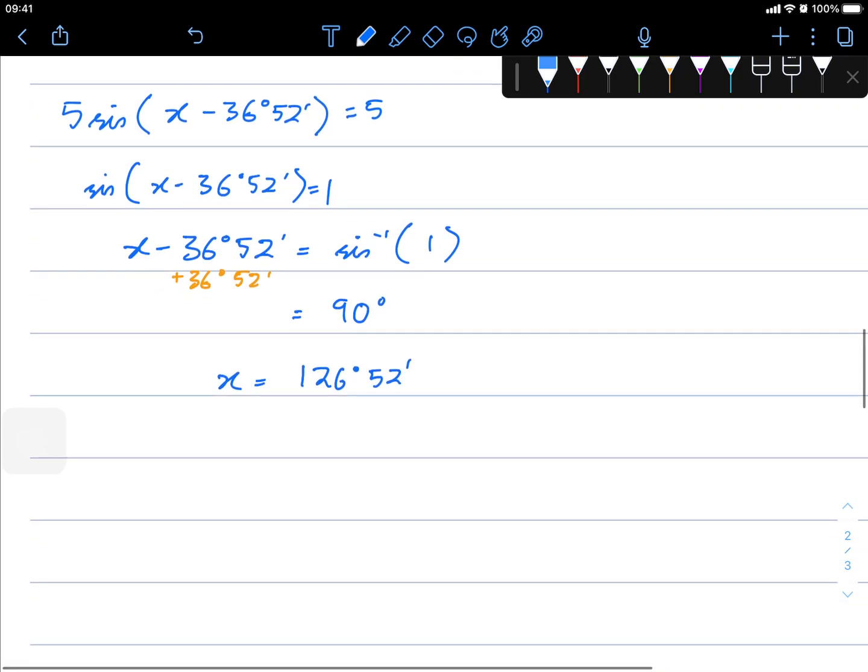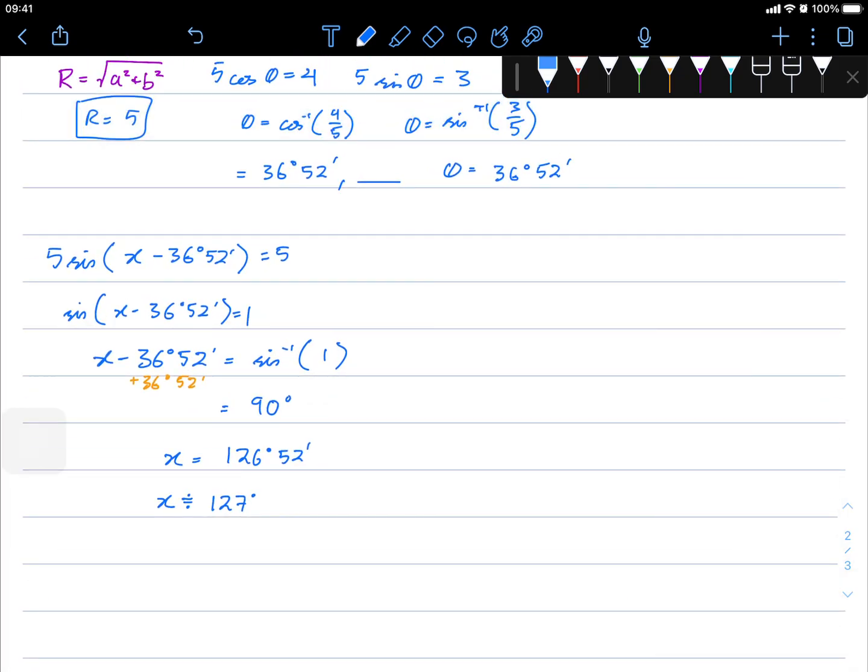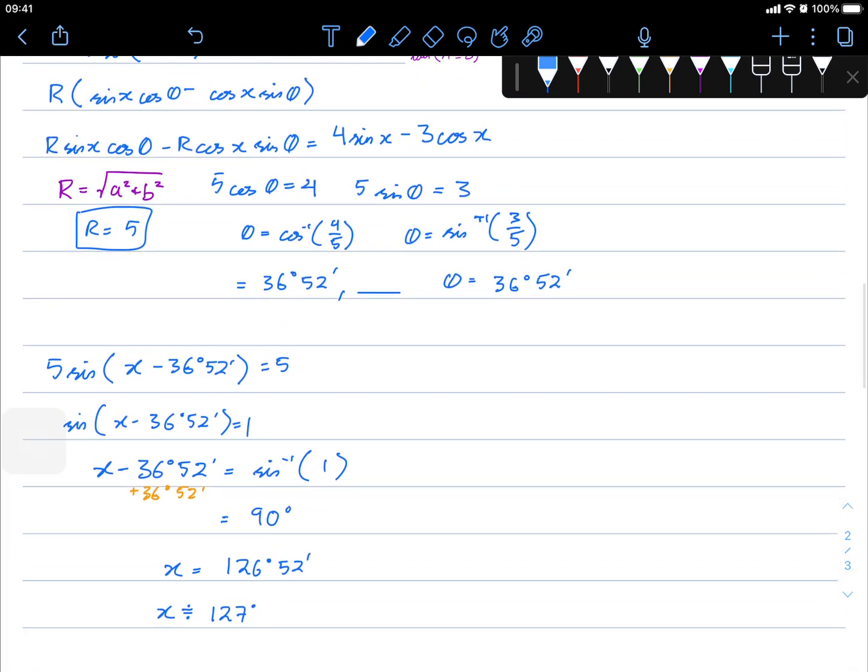If we wanted to just solve to the nearest degree, x is equal to 127 degrees. And there we have it.